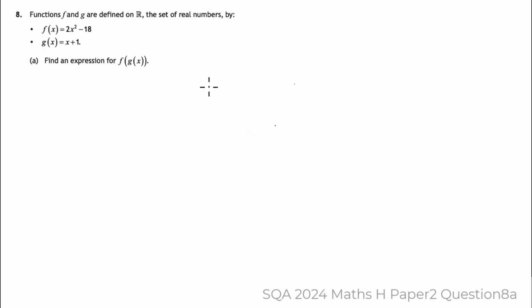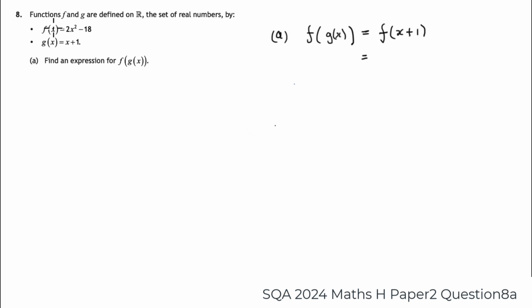So here's question 8, and we're given a couple of functions in our formula, and we're asked to find an expression for f of g of x. So into the function f, we're going to put wherever g of x is. Now we're told that g of x is x plus 1. So into the function f, we're putting x plus 1.